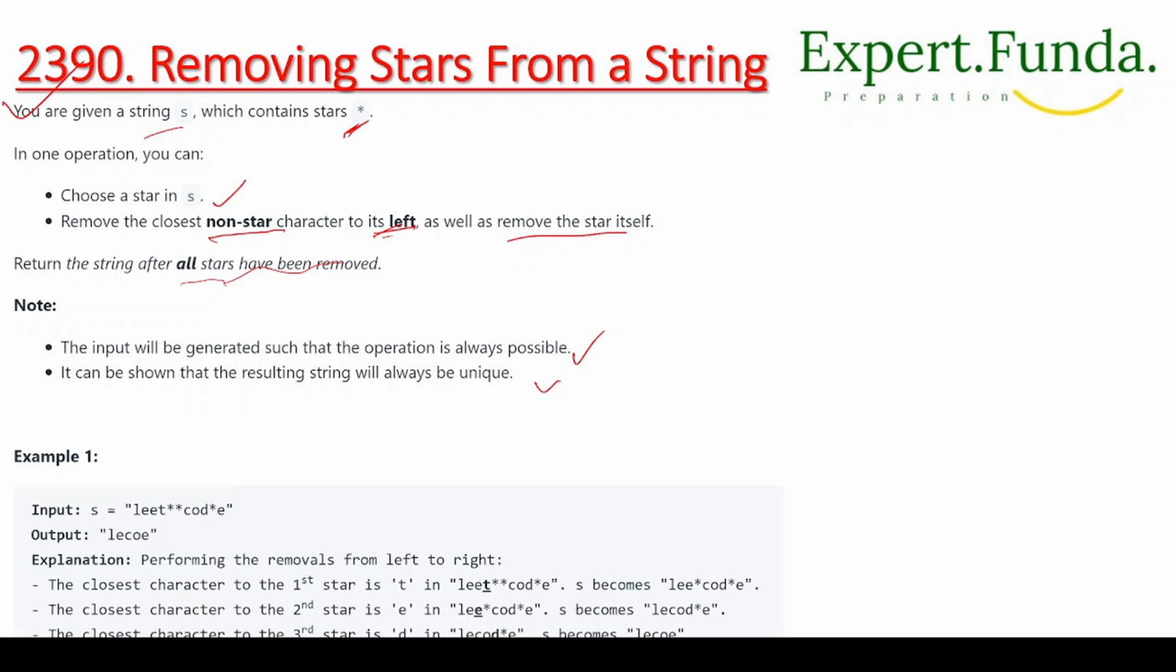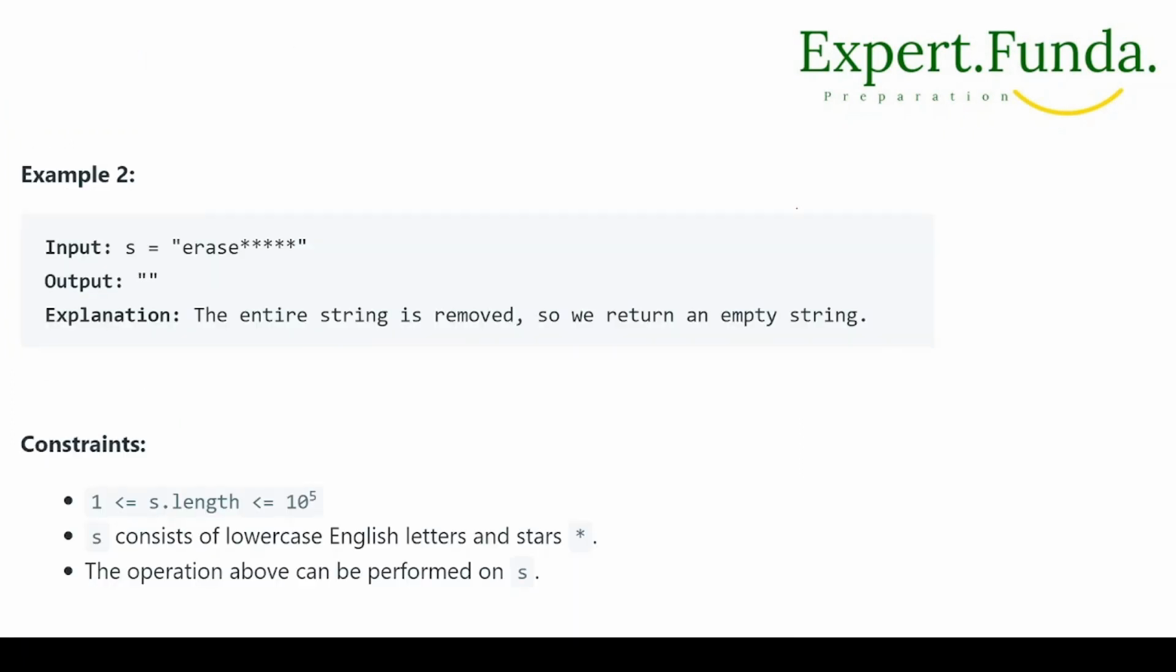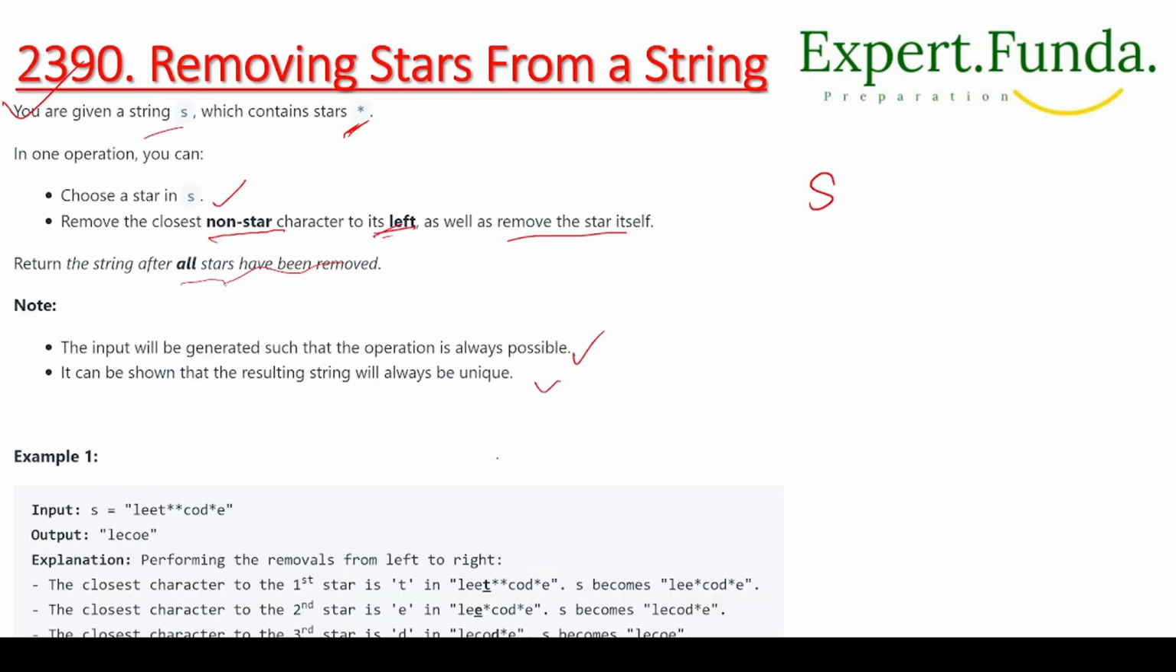It means what we have given, first of all, is a string s made up of lowercase English letters, and stars. As you can see here, the constraints say that lowercase English letters and stars are given. The operation can be performed on this string, which we will see in the example later.